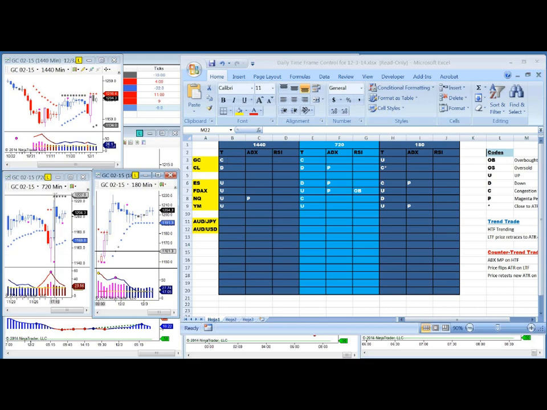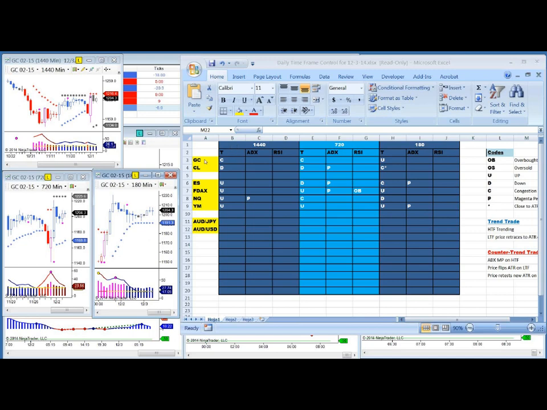Okay. So what we're going to do is go through the higher time frames first, and then we're going to go down to the 45, the 12, and the 3. Okay? So your codes are over here. OB is overbought. OS is oversold. U is uptrend. D is downtrend. C means that it is in congestion. P is a magenta peak, and an asterisk tells us that it is close to an ATR.